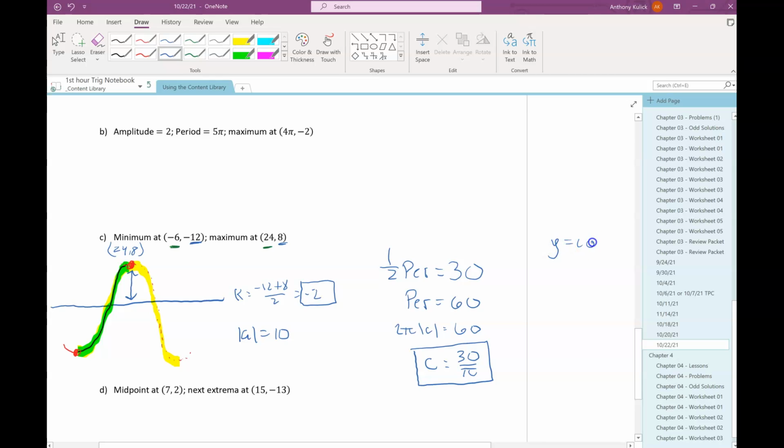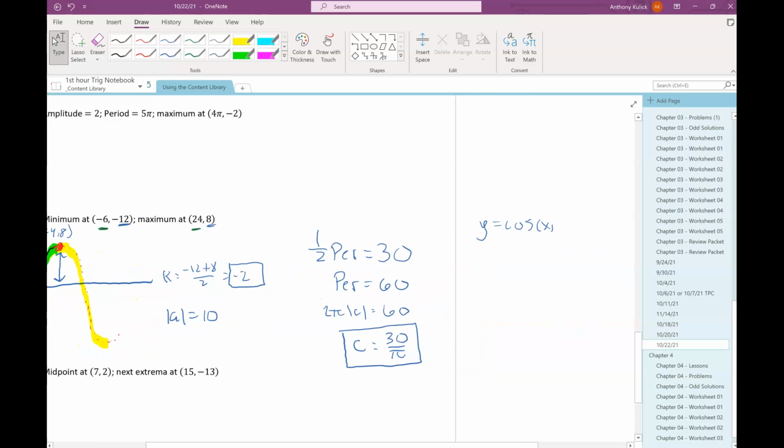And you don't have to do it that way. It's just much easier if you do it that way. So we've chosen cosine. From the parent function, cosine, we're going to select the point 0, 1, which is a maximum. Anytime I'm using cosine, I want to use that point because the x-coordinate is 0. It makes my life easier. And now I can pair that with any extreme point from our problem. So do you want to use the minimum, -6, -12, or the maximum, 24, 8? It doesn't matter. Either is fine. Okay?